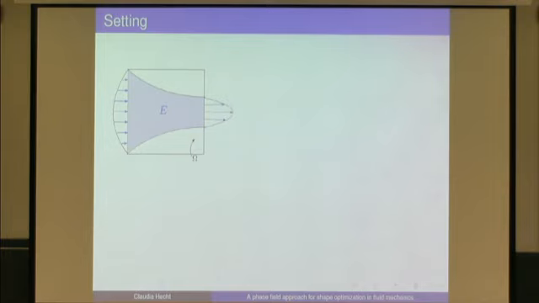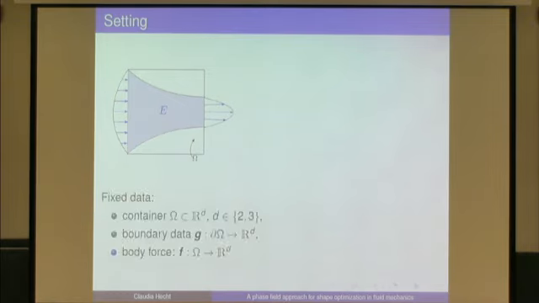And on the boundary of omega, we may have some boundary data on this fluid. So here you can see some inflow data and some outflow data. So this is the boundary data for this fluid. And what we do have additionally is some body force acting on the whole of omega, which may, for instance, be gravity. So that's the fixed data throughout this whole talk here. So this container, the boundary data, and the body force.